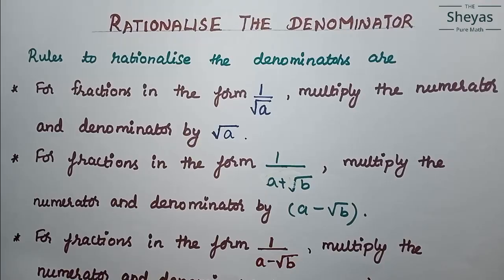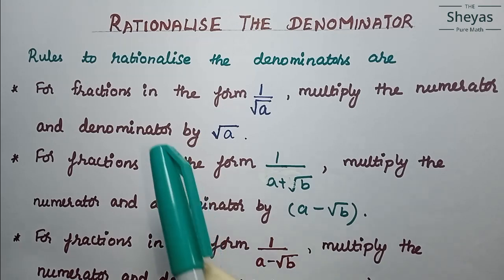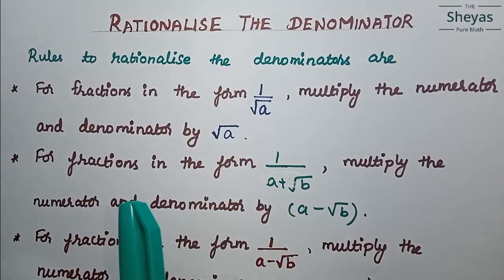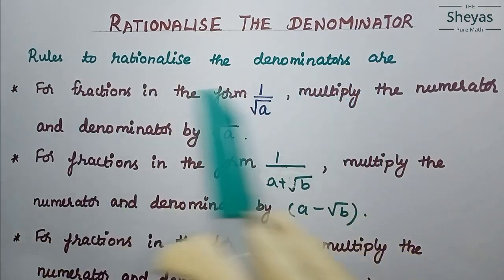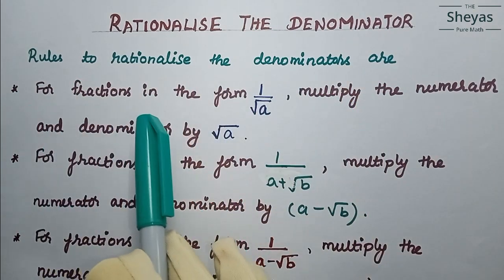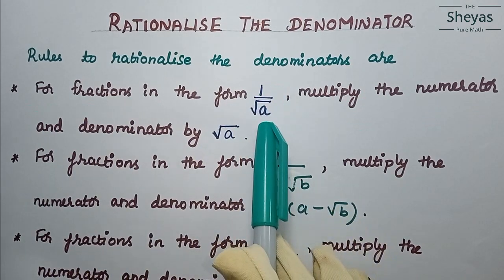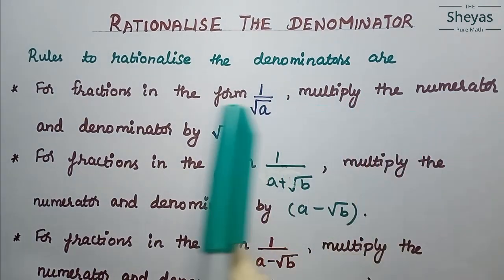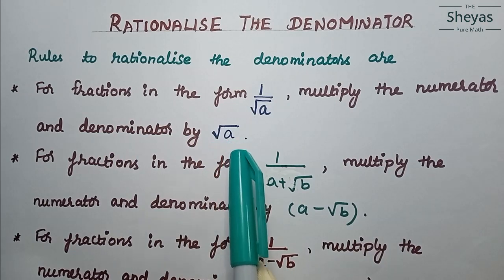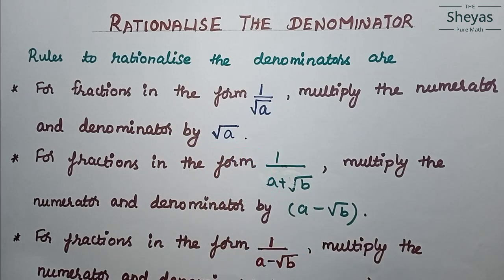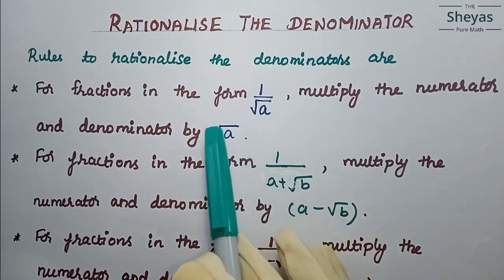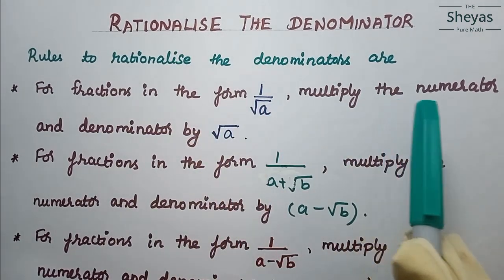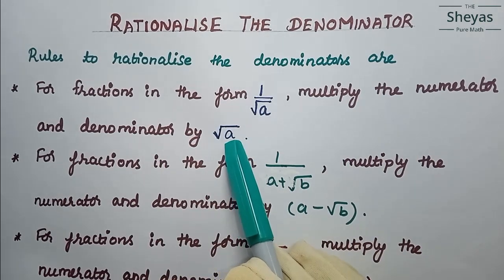Hi friends, today we are going to discuss the topic Rationalize the Denominator. Let us discuss the rules to rationalize the denominators. So what are all the rules? For fractions in the form 1 by square root a, multiply the numerator and the denominator by square root a. So if it is 1 by root a, you have to multiply that numerator and denominator by root a.